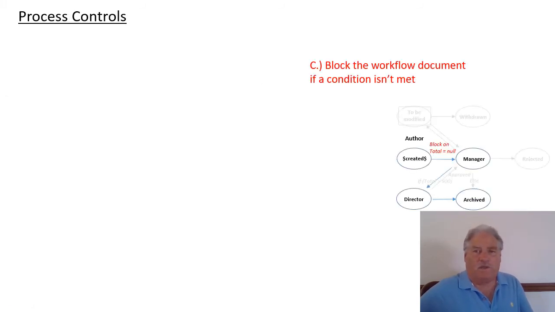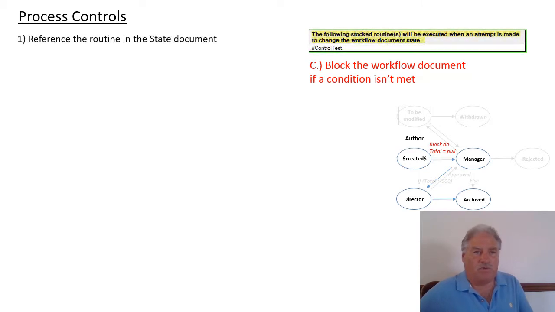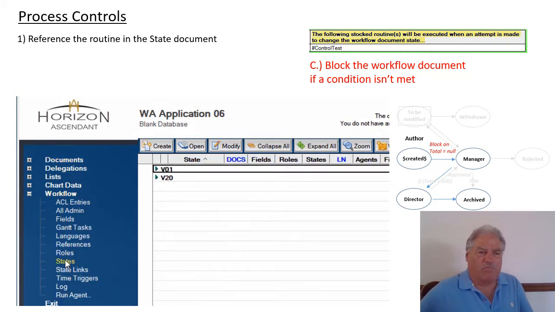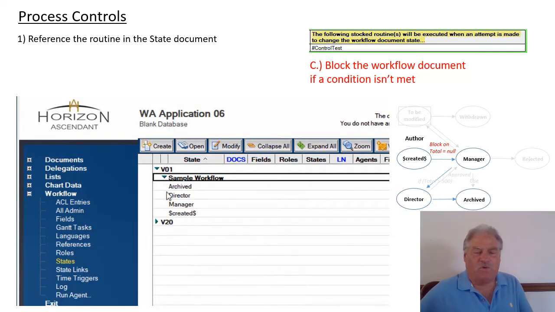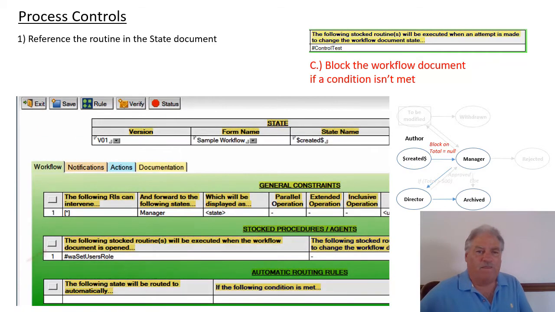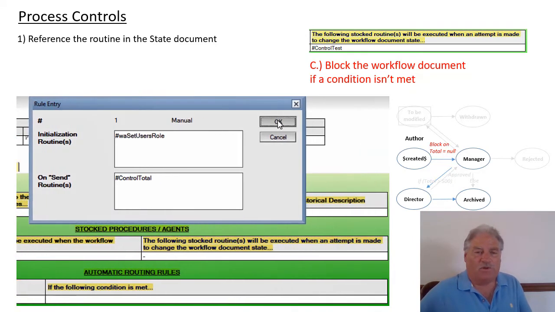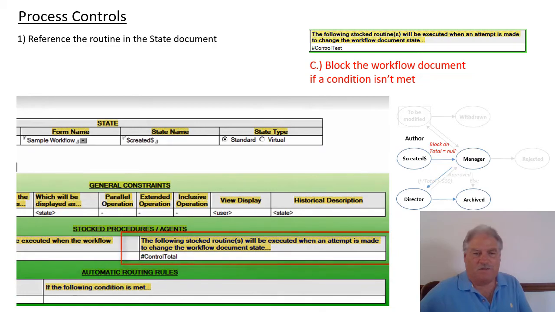We did mention earlier that we'd like to block the workflow document, for example, if a certain condition isn't met or is met. We're going to use an identical procedure, except this time we're going to use code abstraction when the user selects the Send button. We're still in the initial state. We're going to create a new routine this time. We'll call it Control Test. You can see it there.